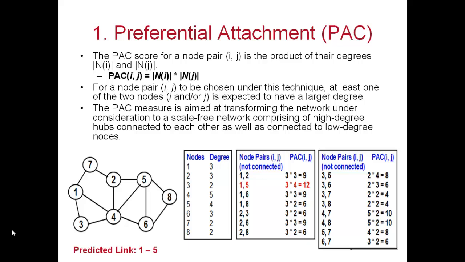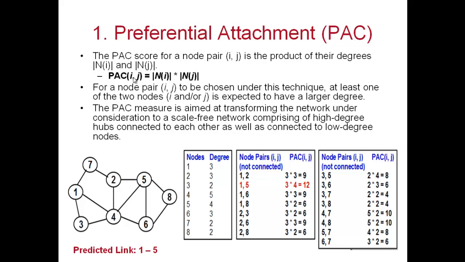The first is the preferential attachment technique. As I said before, for each node pair that is not yet connected, we will compute a score. In this case, we'll call it the PA score, for preferential attachment. For a node pair ij, the preferential attachment score is the product of the degrees of the nodes i and j. The number of neighbors of a node is also called the degree of the node.